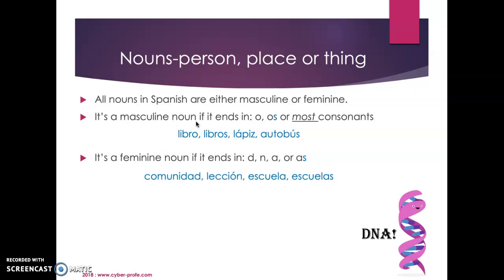Some examples of feminine nouns include comunidad, ending in a D, which stands for community. Lección ends in an N, which stands for lesson. Escuela ends in an A. And escuelas, which means schools, ends in AS.